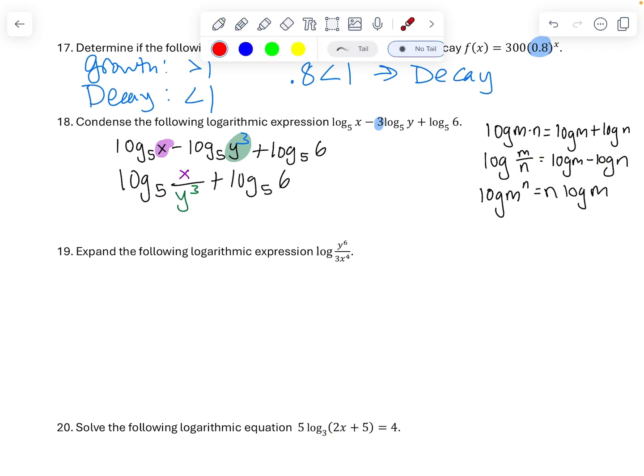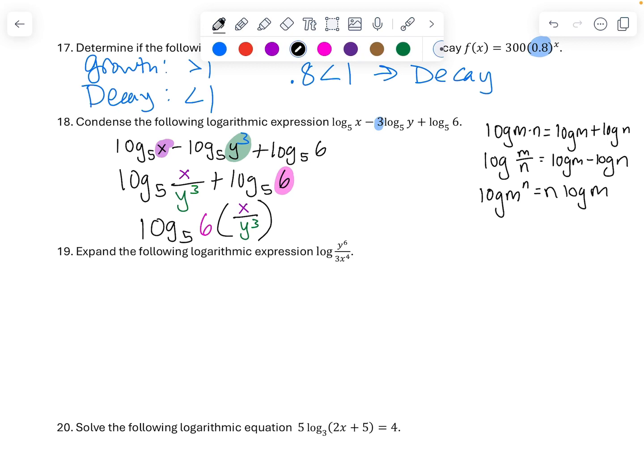Okay, now I can do the addition because I've gotten rid of that subtraction. Okay, and if I remember, addition is the undo of multiplication. So I'm just going to multiply these two pieces. So I condense down to one log. I'm going to multiply my 6 by that fraction. So I'm going to have 6 times x divided by y cubed. Okay, so that is how I break stuff like that up.